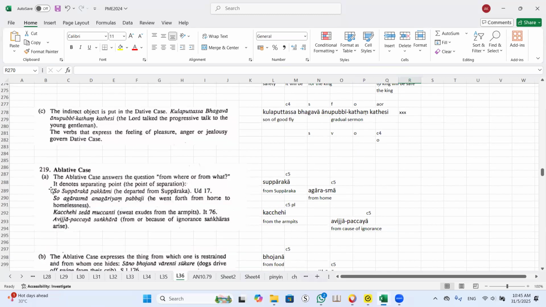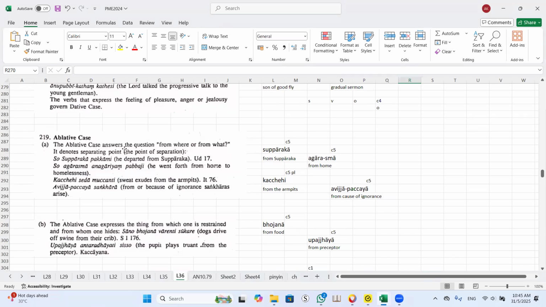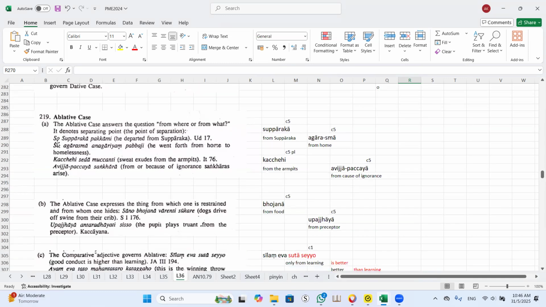So all right, we will come to number D, ablative. The ablative case here means separation, from where or from what. It's definitely from. So your preposition is from where or from what. In this case, it denotes a separating point, a point of separation. So here you see, suparaka, okay. In this case, this is a subject.